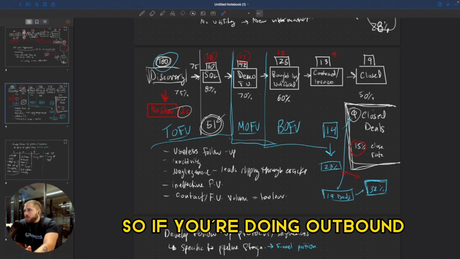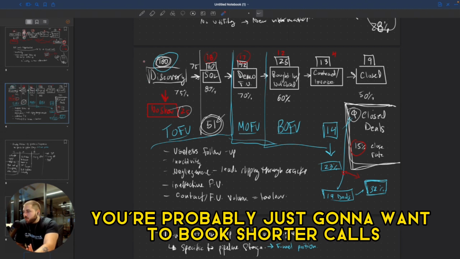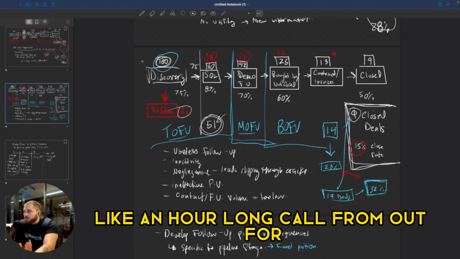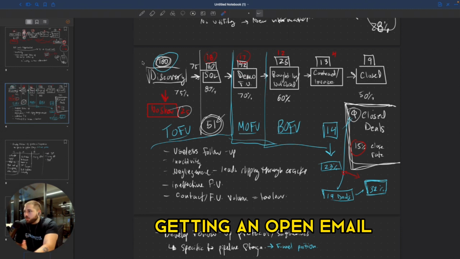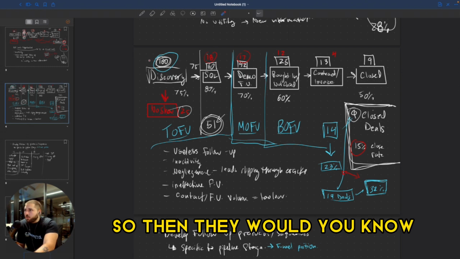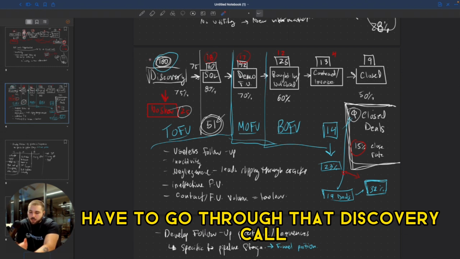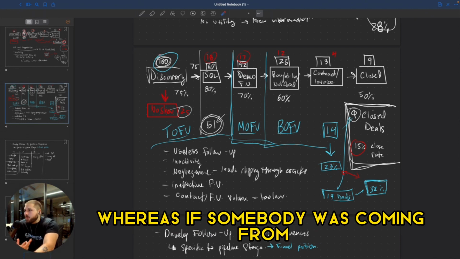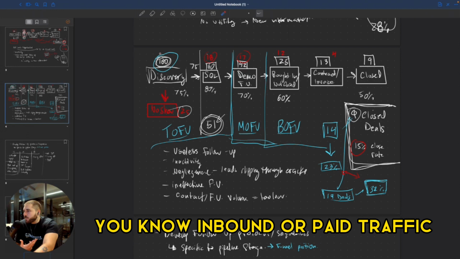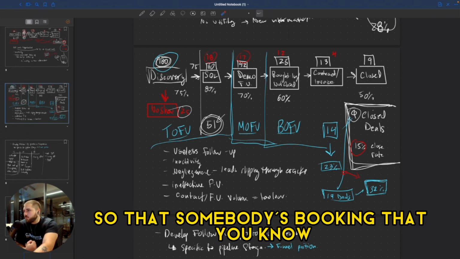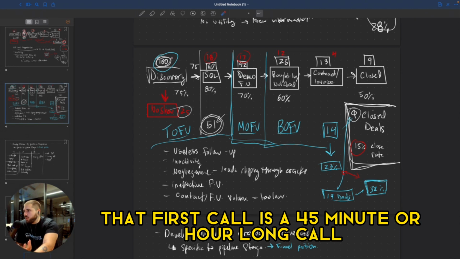So if you're doing outbound, you're probably just going to want to book shorter calls. People are less receptive to booking an hour-long call if they're getting an outbound email. You ask for 15 minutes of their time, and they're usually okay with that. So then they would go through that discovery call, get classified as an SQL, then book a demo. Whereas if somebody was coming from inbound or paid traffic, you would have your calendar set up so that the first call is a 45-minute or hour-long call.